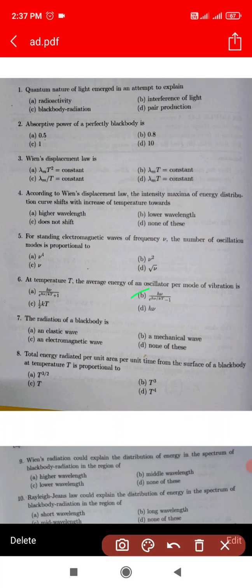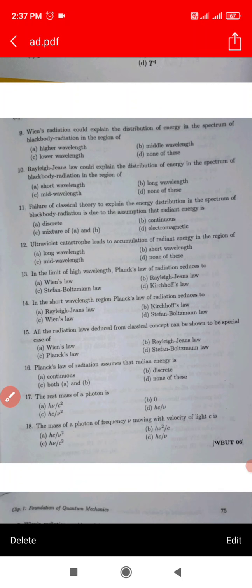Next, the radiation of the black body is an electromagnetic wave. Next, 8th question: the total energy radiated per unit area per unit time from the surface of the black body at temperature T is proportional to T power 4. This is Stefan's law.